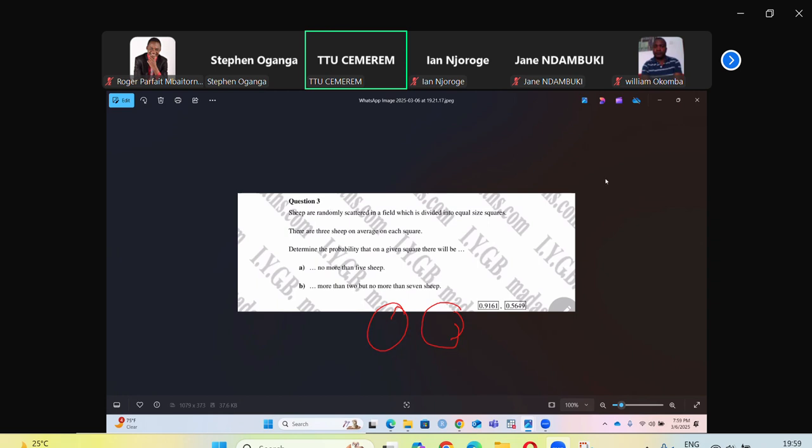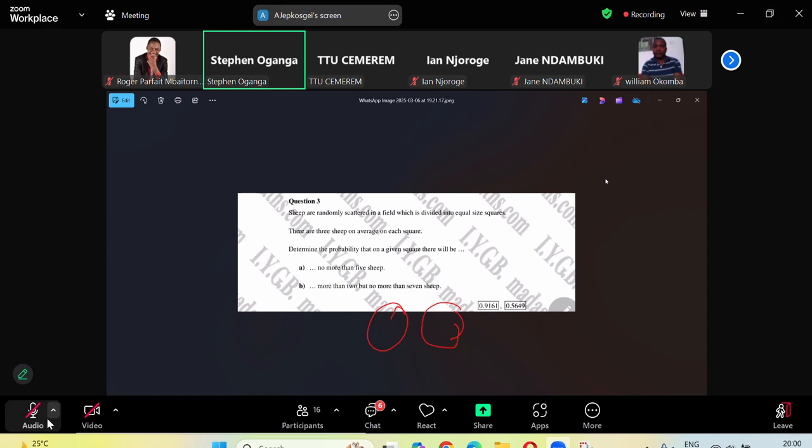Next example, so we have sheep randomly scattered in a field which is divided into equal size squares. There are 3 sheep on average in each square. Is that okay? Yes. Determine the probability that on a given square there will be no more than 5 sheep. Which distribution do we use? Bernoulli, binomial, or Poisson? Poisson.